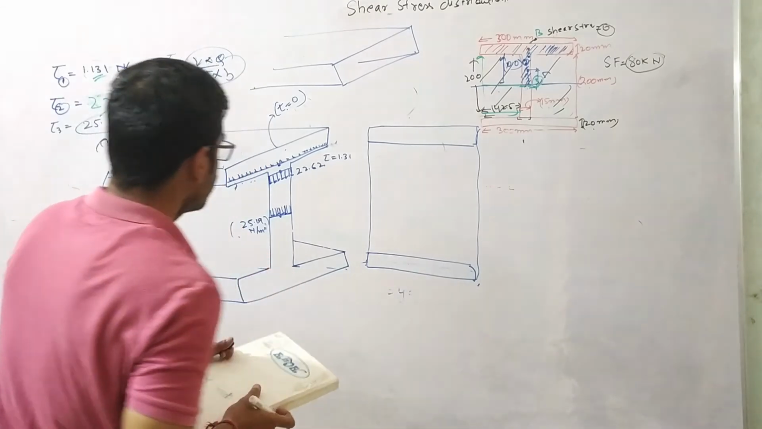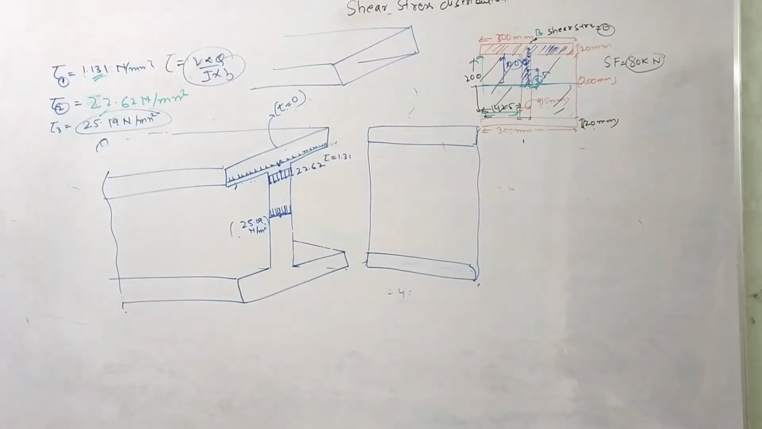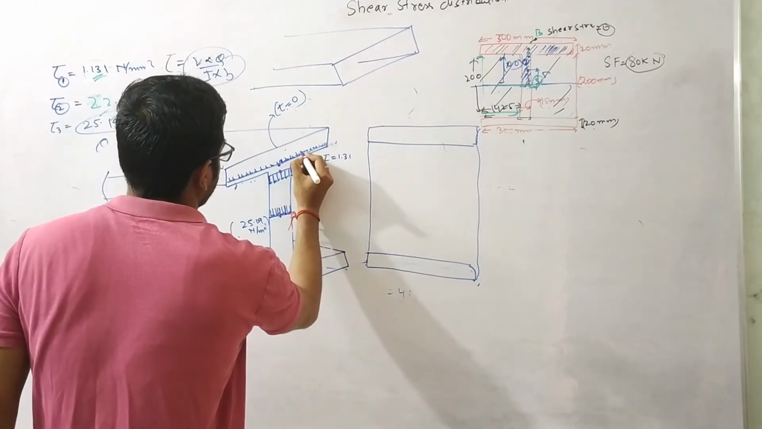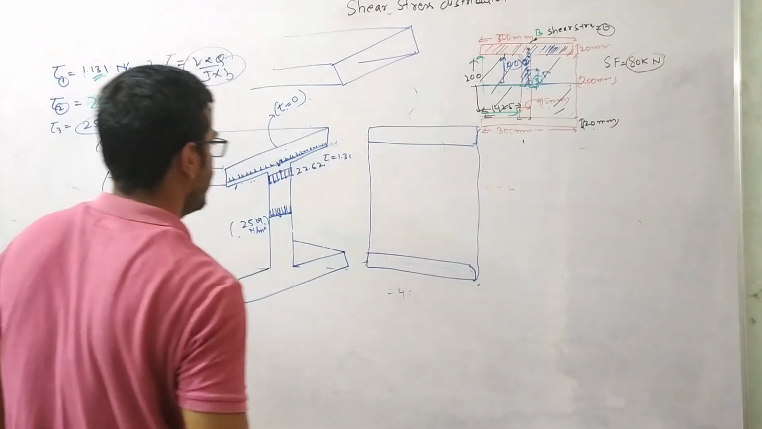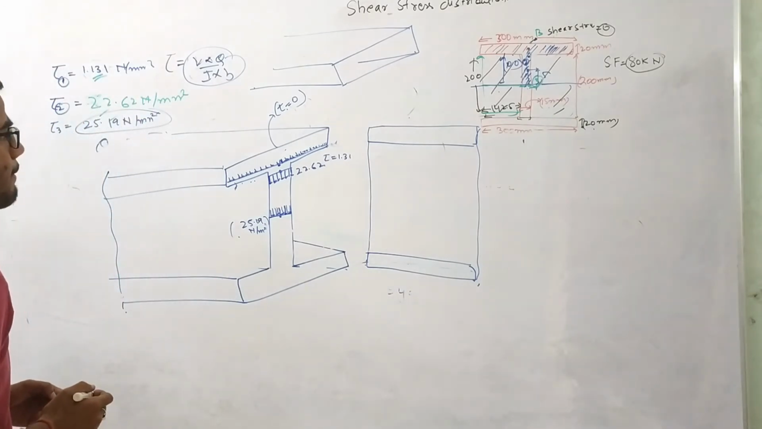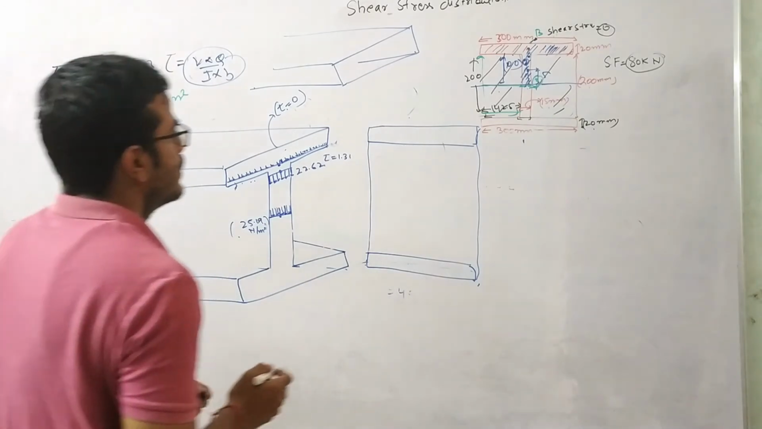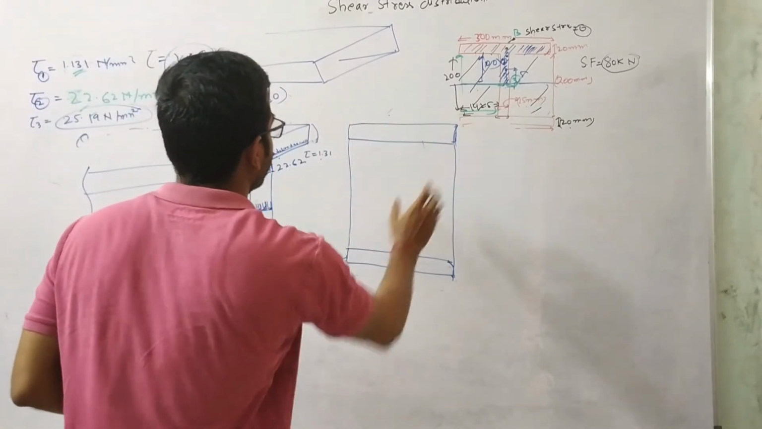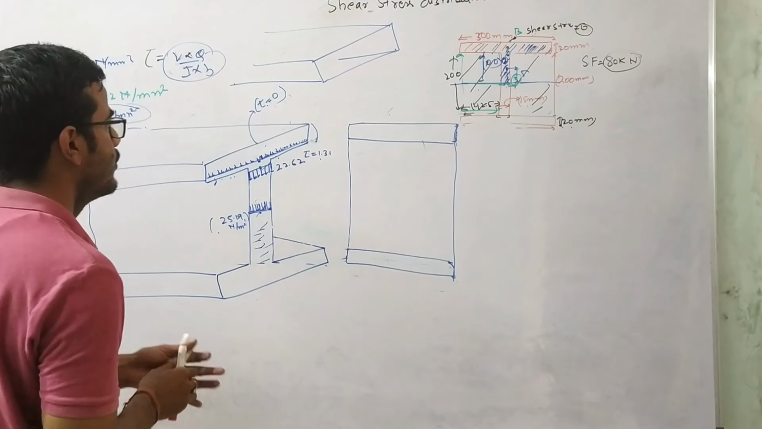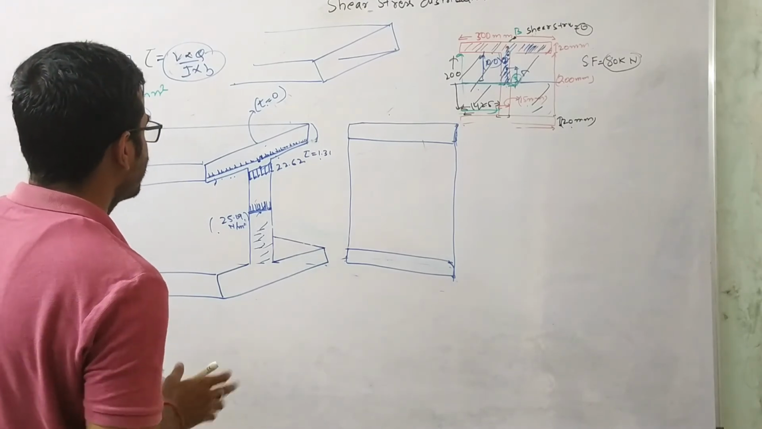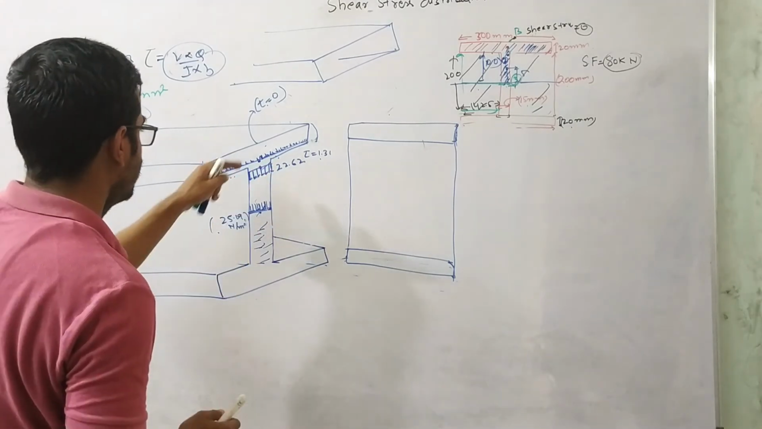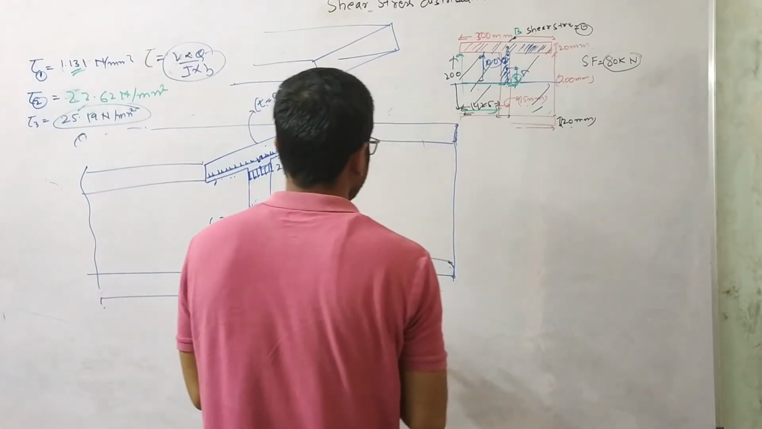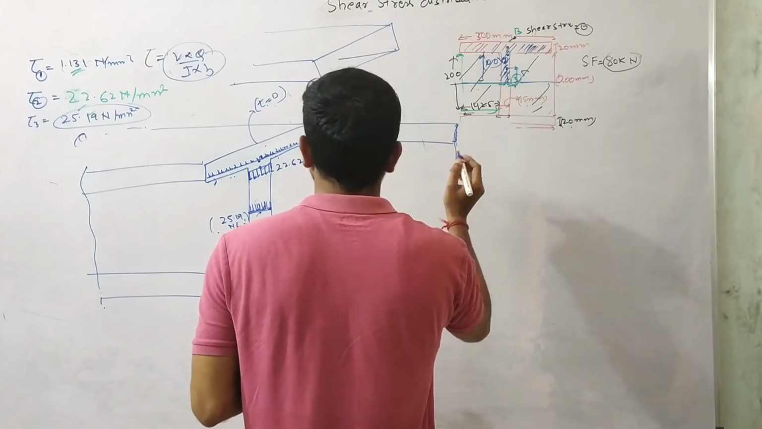Okay, so this is the variation at this cross section area. And now we'll see the variation along the elevation, along the side view. So what is happening is that this is the distribution along this cross section. If we see as per the side view, the shear stress distribution will look like this.